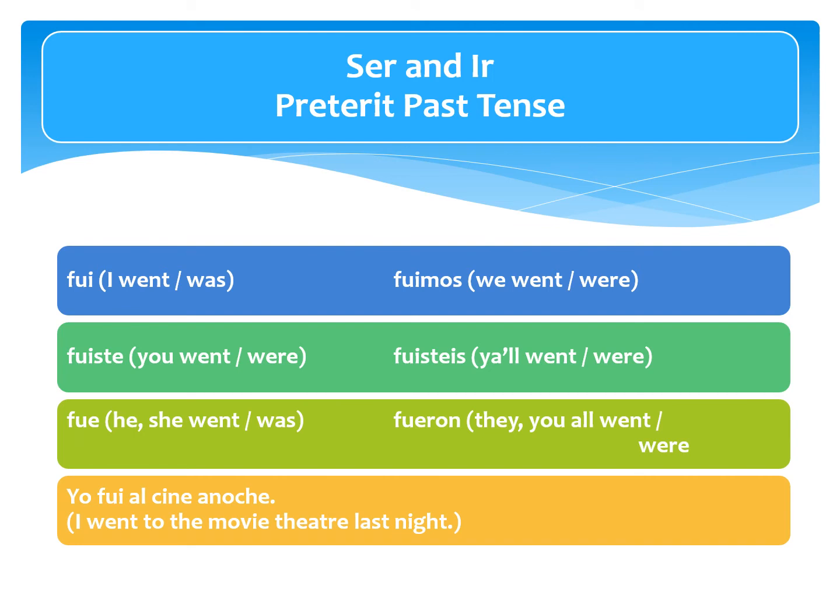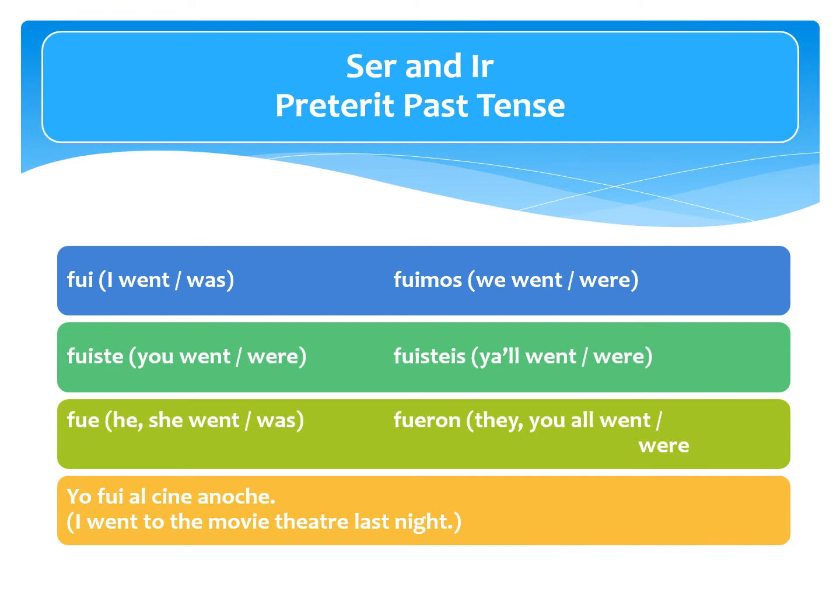Anyways, we've got fui, I went or I was. Fuiste, you went or you were. Fue, he or she went, he or she was. Fuimos, we went or we were. Fuisteis, y'all went, y'all were. Fueron, they went, they were, or you all went or you all were.